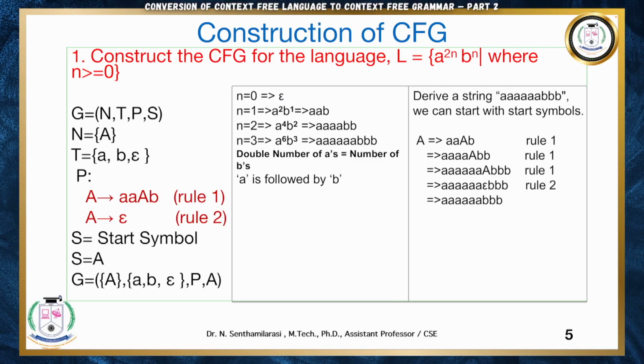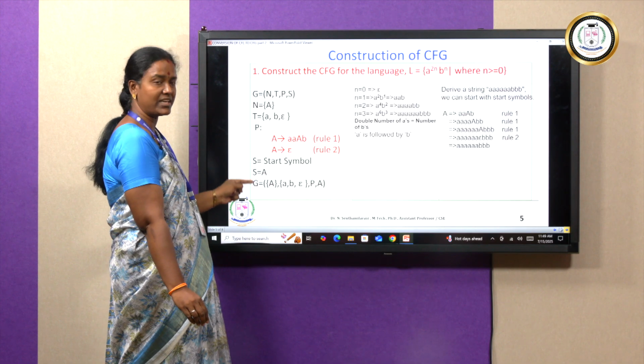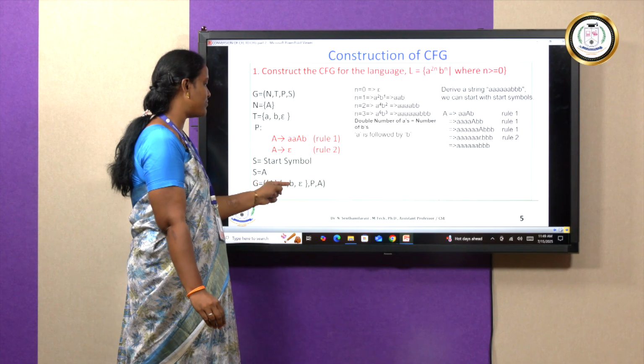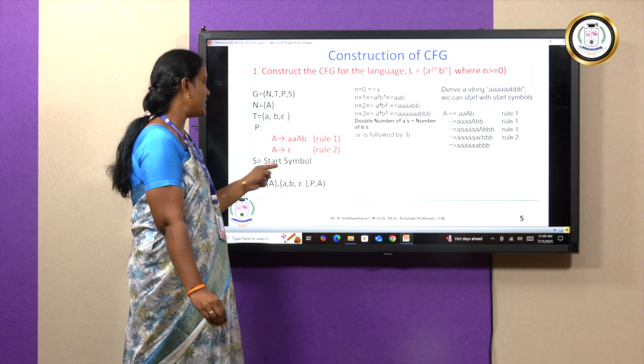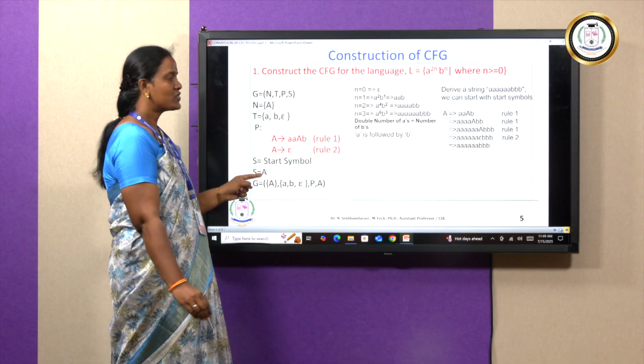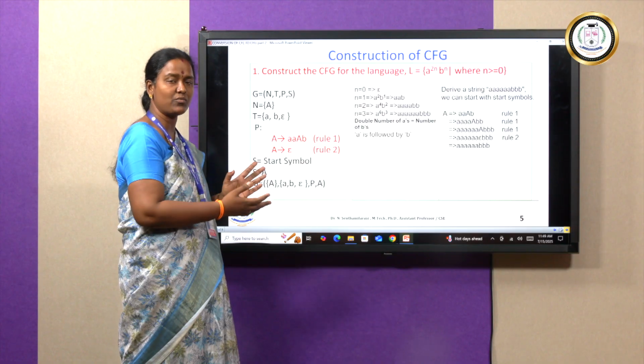So now we are representing the NTPS. We are substituting all these NTPS in this G. G is nothing but what? Context free grammar. So A, B, epsilon, B, where I have given this production rule. A is nothing but the start symbol. So whether it is right or wrong, we can check using one string.